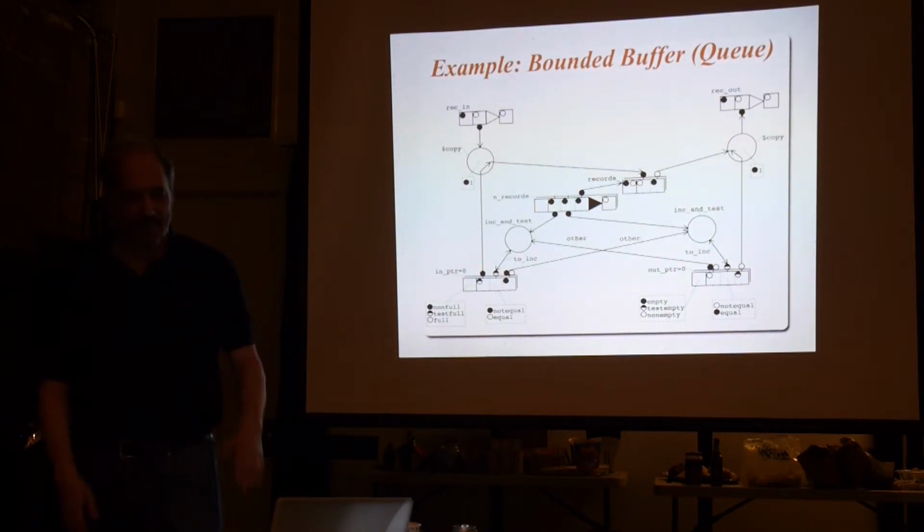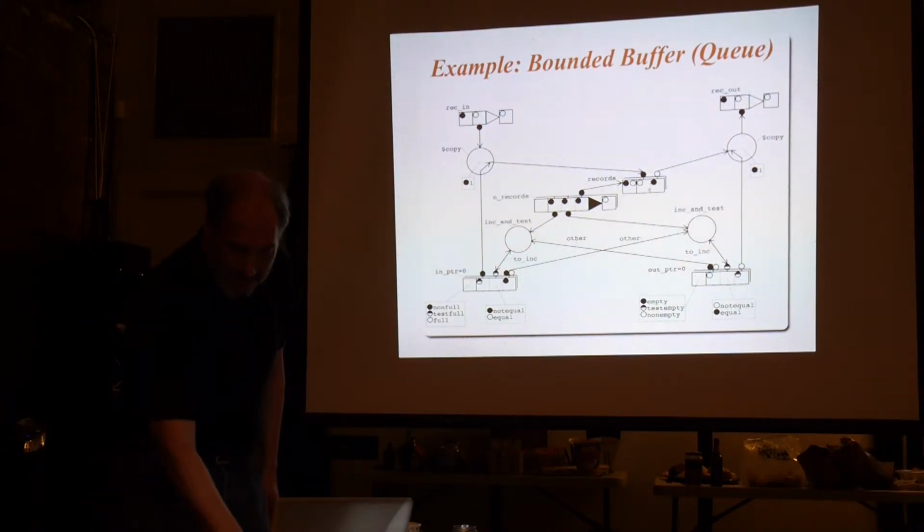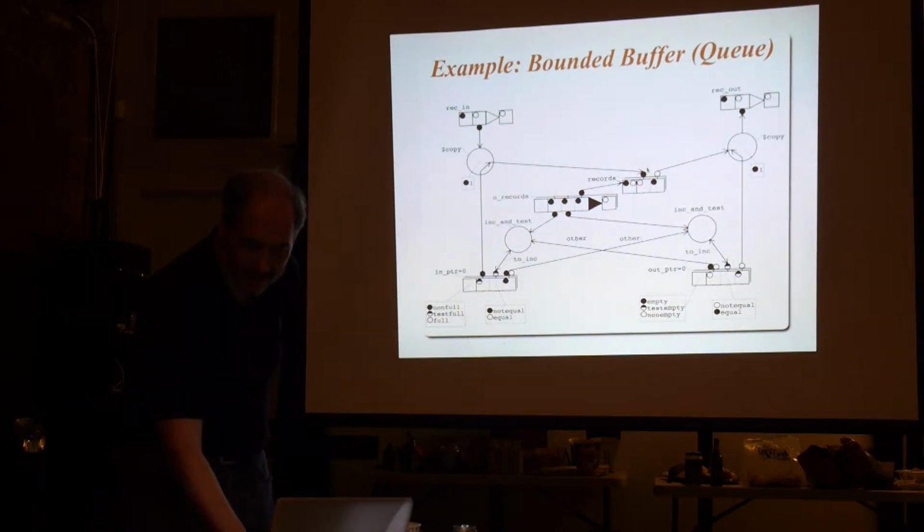Here's a simple example. This is a bounded buffer problem, or queue. This is the records in the queue. This is the input pointer to the next thing to go in. This is the output pointer for the next thing to come out. As you can see, it's copying the input record into the queue at the point specified by the input pointer. This is saying the first index, which is the only index, the only dimension, is specified by the input pointer. So this just does a copy from the rec in to the buffer, and this just copies out from where the output pointer is pointing.